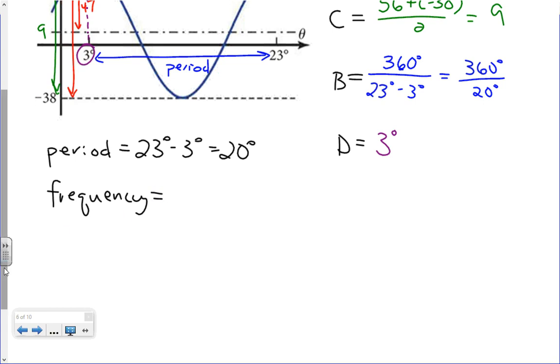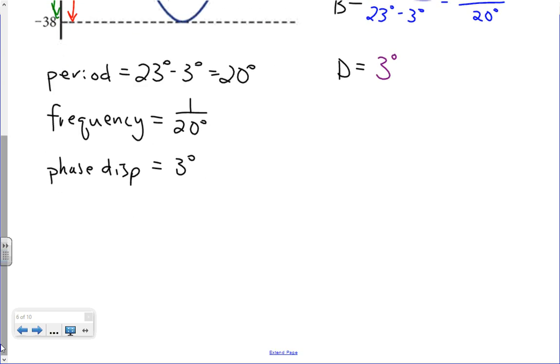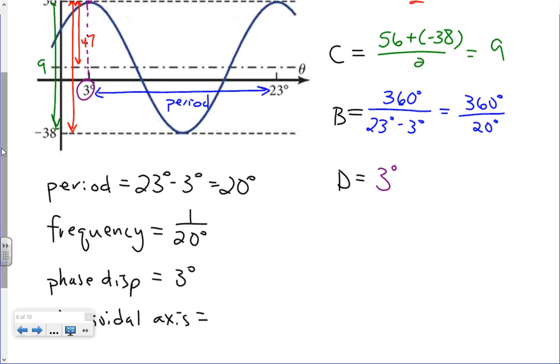The frequency, remember the frequency is equal to the reciprocal of your period. So once you find the period, you just take 1 divided by that. That's 1 over 20. They asked you for the phase displacement. So the phase displacement, that's our value of D. That was 3 degrees. They also asked you for the sinusoidal axis. That's that line that goes right through the middle, which we found was 9.